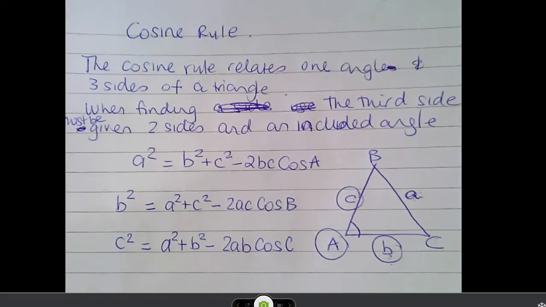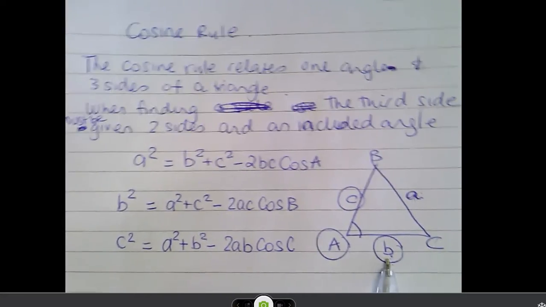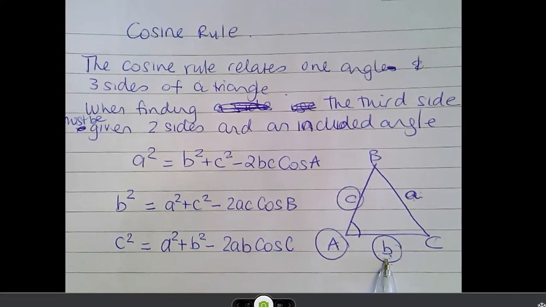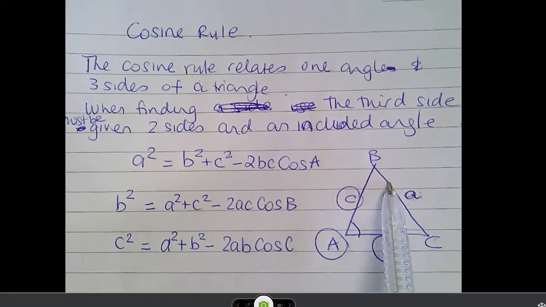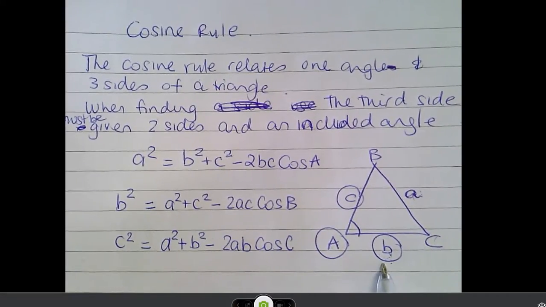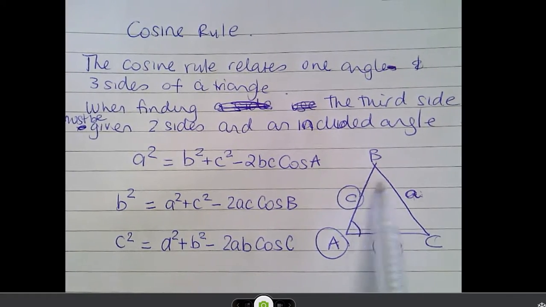Now, let's look at the formulas. If you want b squared, notice you need a, the other two sides, and the included angle. So if you want little b, you need little a, little c, and capital B: two sides and the included angle.